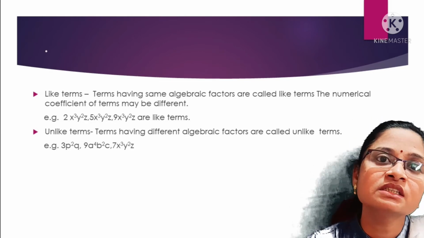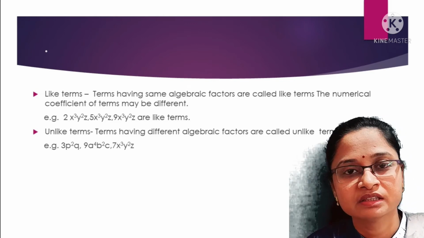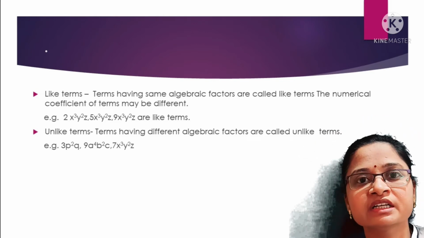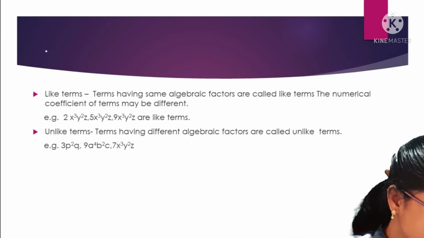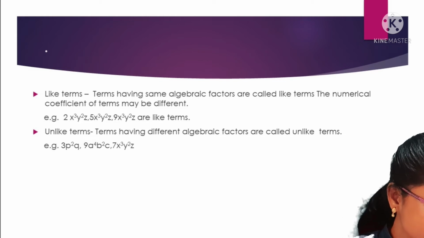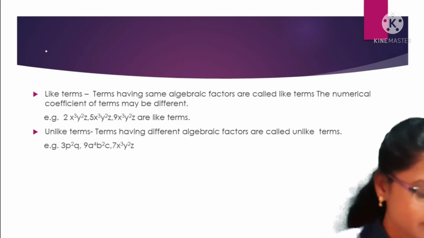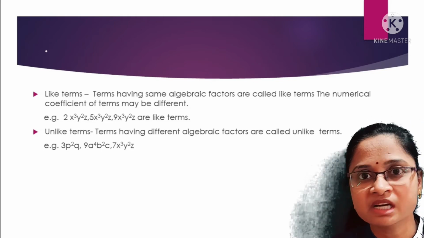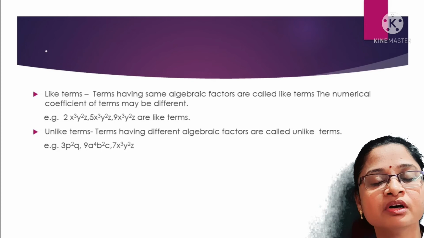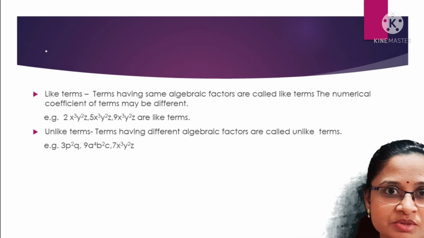Now the next is unlike terms. See here, again the name shows that they are unlike. The algebraic factors are unlike each other in every term. See here, the example is 9a raised to 4 b square c, then 3p square q, and 7x cube y square z. In this case the variables are different and their powers are different. So these are all unlike terms.